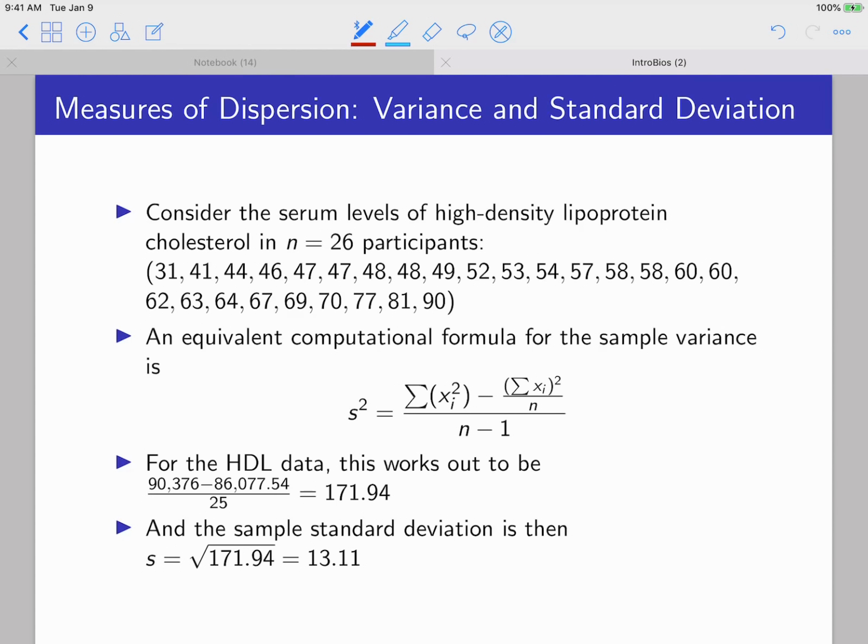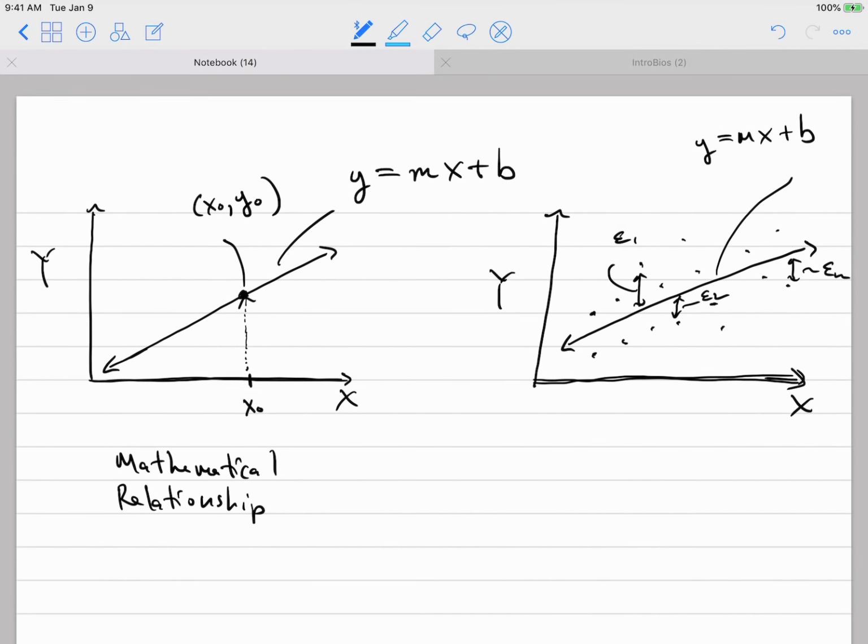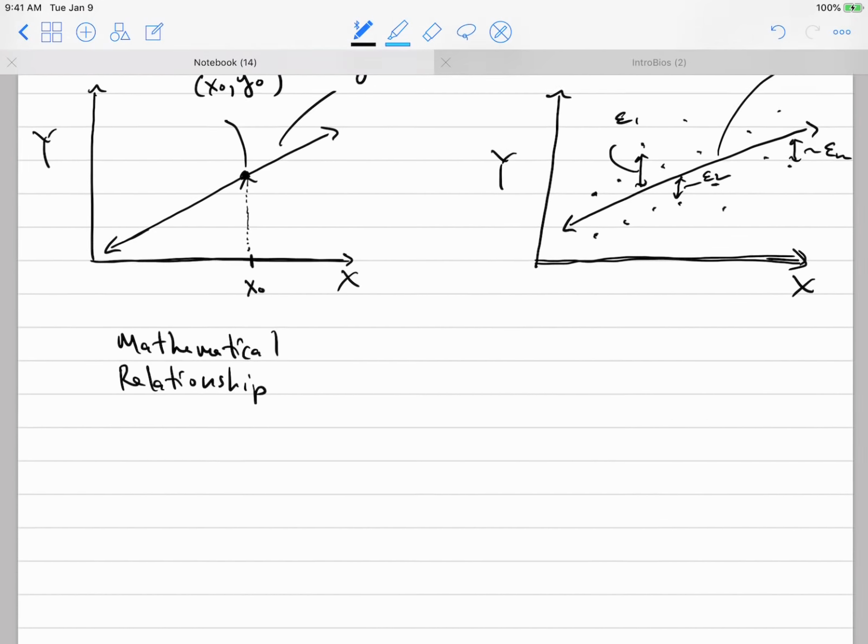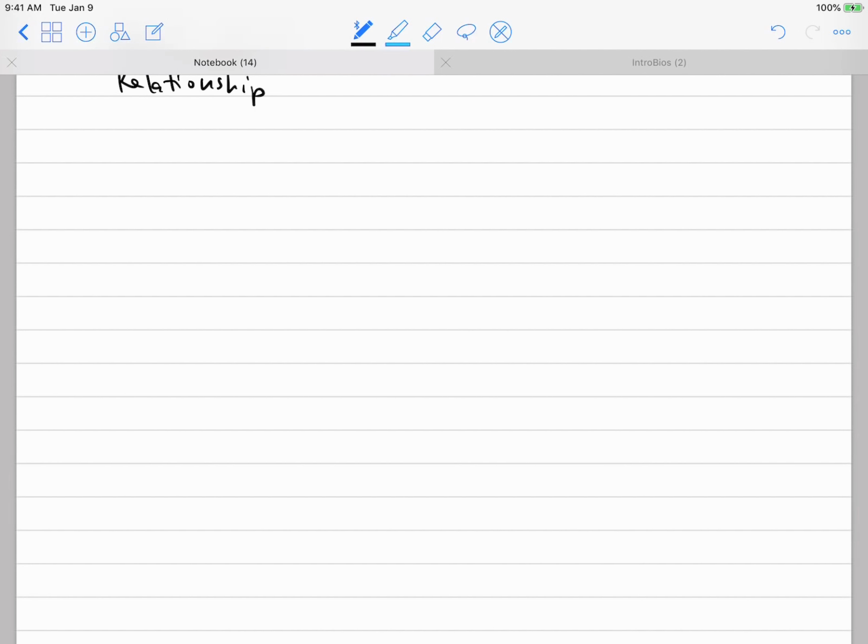So let's look at what would happen. How can we get an idea of what kind of changes the variance or standard deviation would produce in the corresponding distribution function?